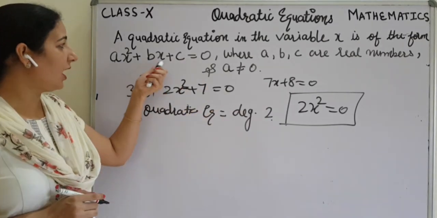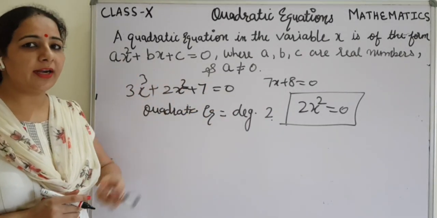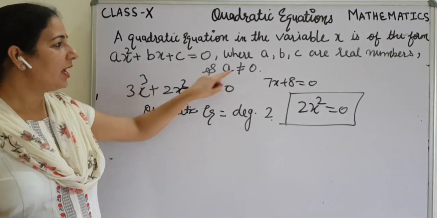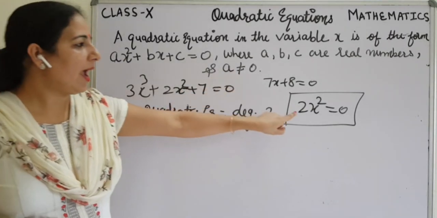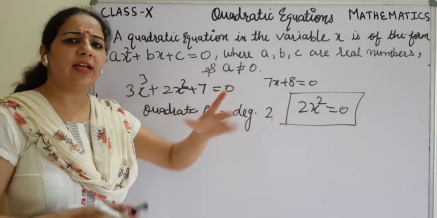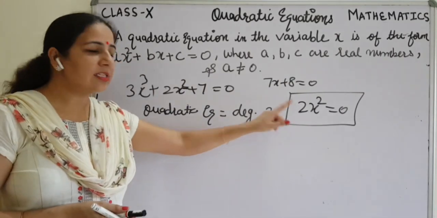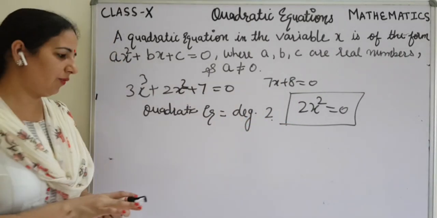Here B and C are zeros, so it will not affect our answer. Our condition was A should not be equal to 0, and A is not equal to 0. After that B and C can be 0. So yes, it is a quadratic equation.